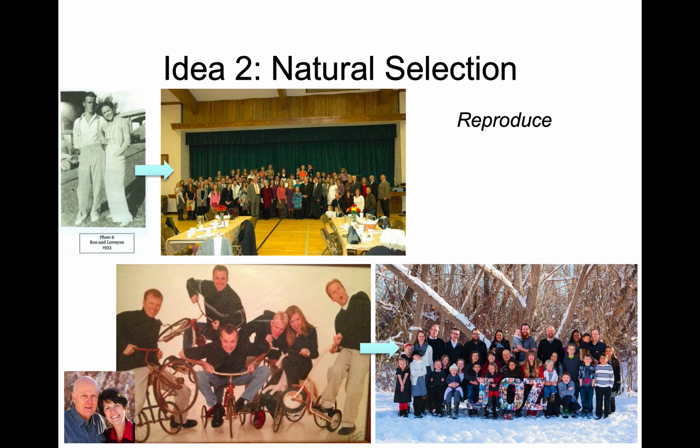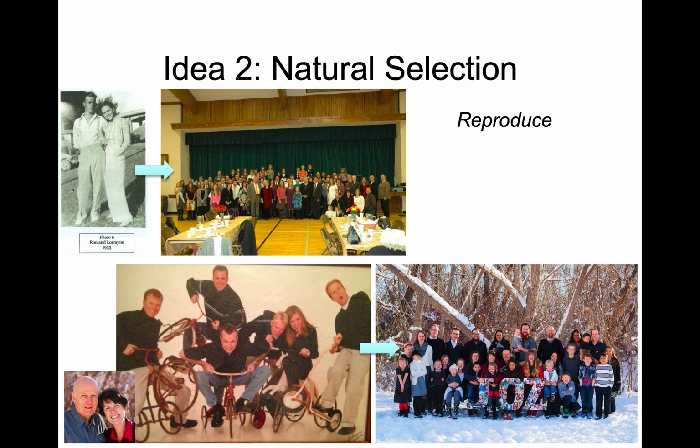Okay, idea number two is this idea of natural selection. Now, of the two ideas, this one is a little less worked out. This is the one that we're continuously working on. This is an example of my own family. These are my grandparents here, and this is their progeny. These are their children and their grandchildren at a family reunion. And I'm not even sure this is all of them, to be honest. But there's this surplus, this ability to reproduce lots of individuals, and this idea of fitness.